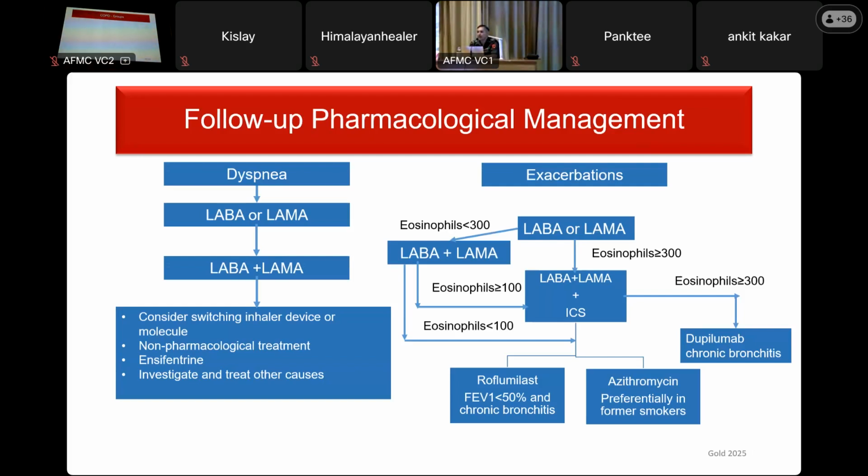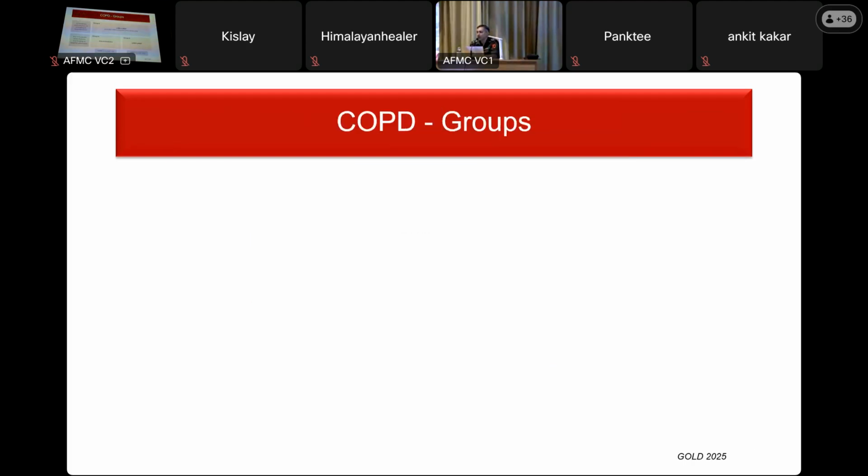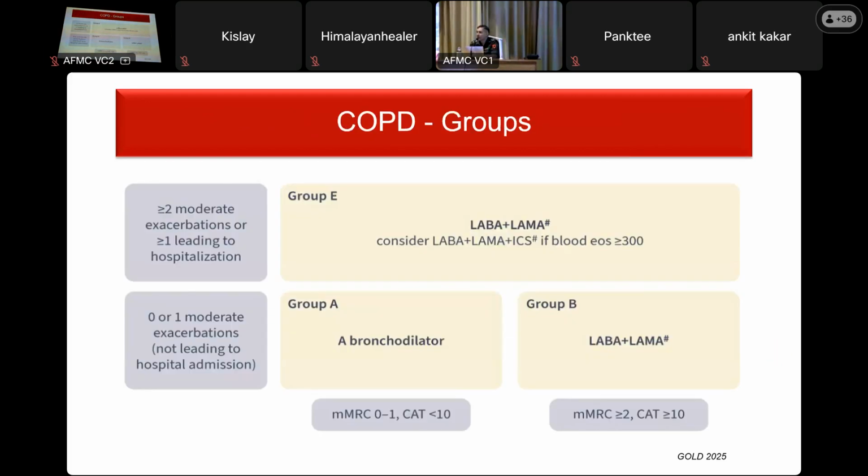These groups, we have already discussed. So Group E is the group of concern where the exacerbations are more. In this group, inhaled steroids should be given.